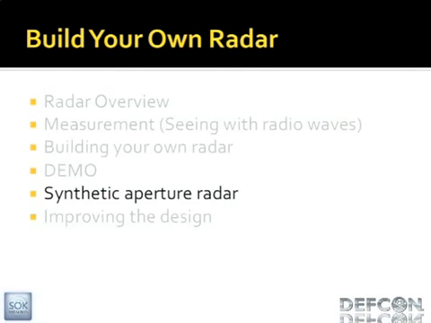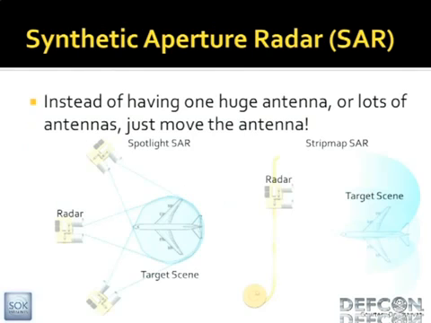So let's talk a little bit about trying to image with one of these things. Synthetic aperture radar is basically the idea of, instead of having a really big antenna or a lot of little antennas, let's just take this thing and move it, slide it down a table or something and just keep taking images. And there's two basic techniques of doing that.